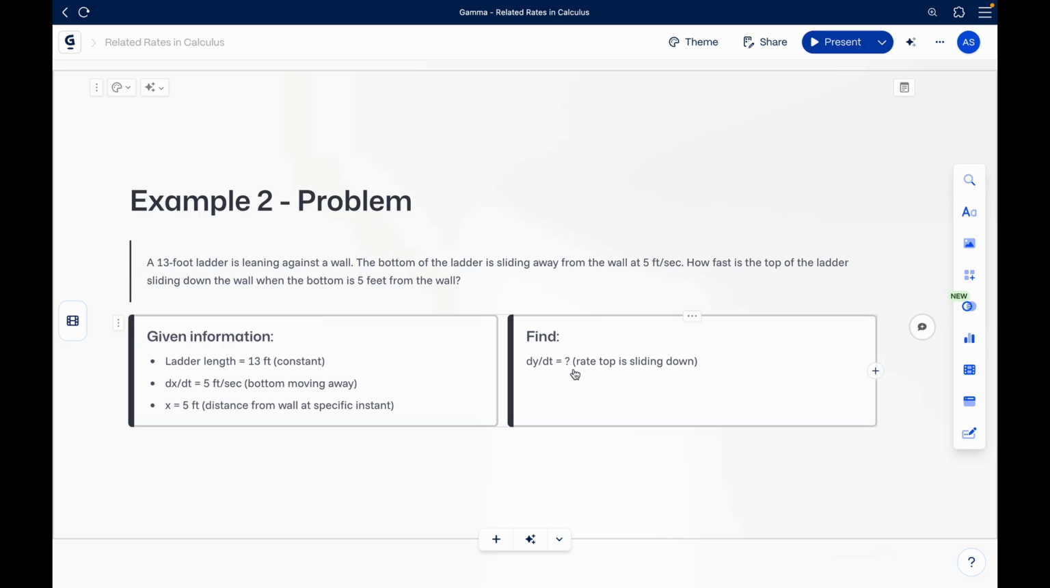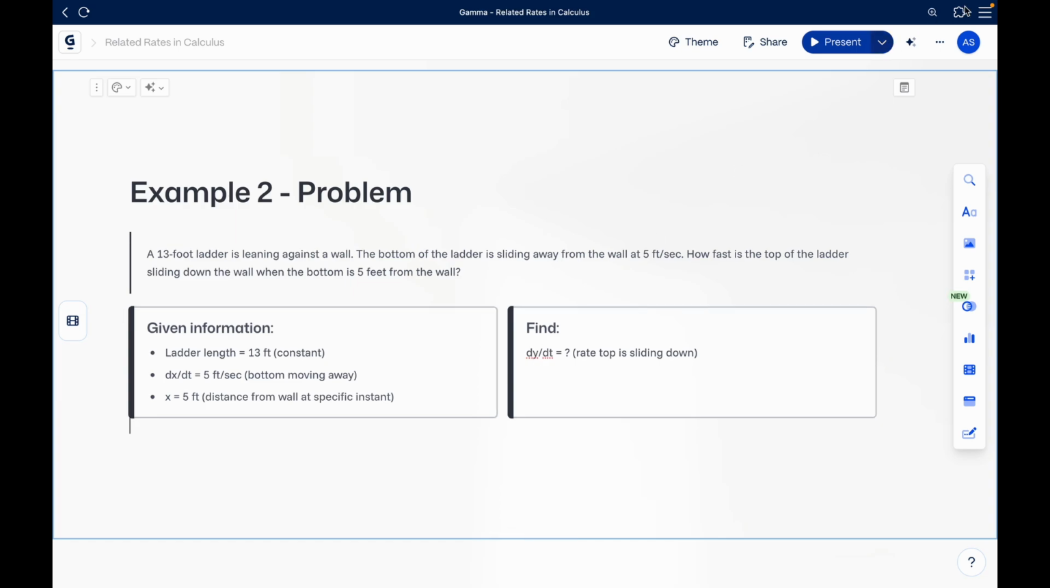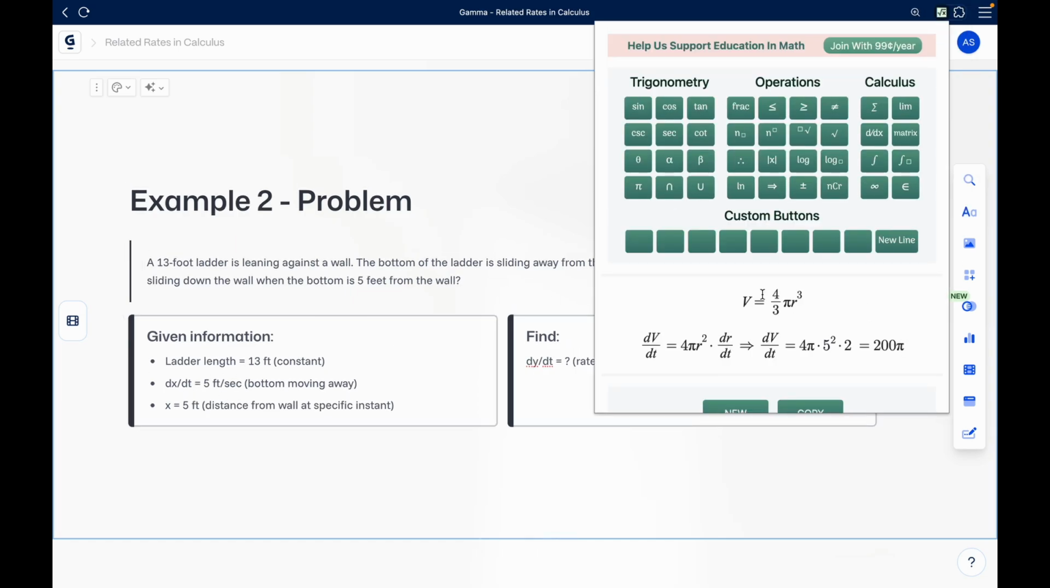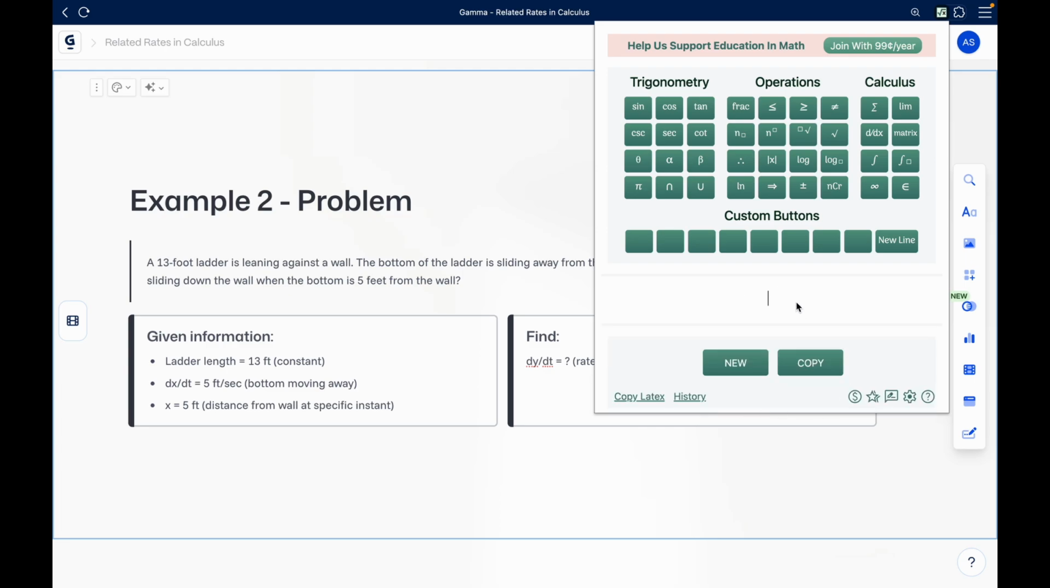So what we want to find is the rate that the top is sliding down, or dy/dt. The first thing that we need to do is figure out what y is exactly. If x is equal to 5 feet, that means using the Pythagorean theorem, we have 5 squared plus y squared is equal to 13 squared. And if you recognize this as a Pythagorean triplet, basically 3 numbers which could be the 3 sides of a right triangle, you'll realize that y is equal to 12.